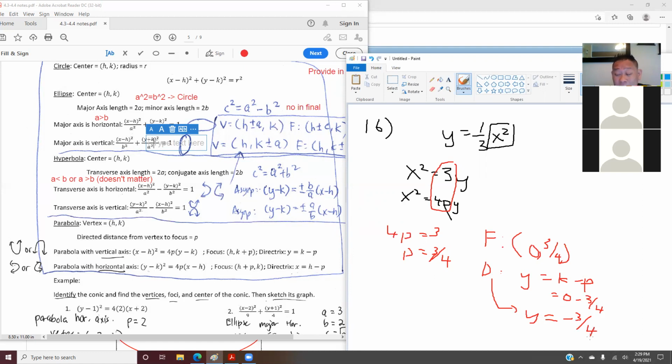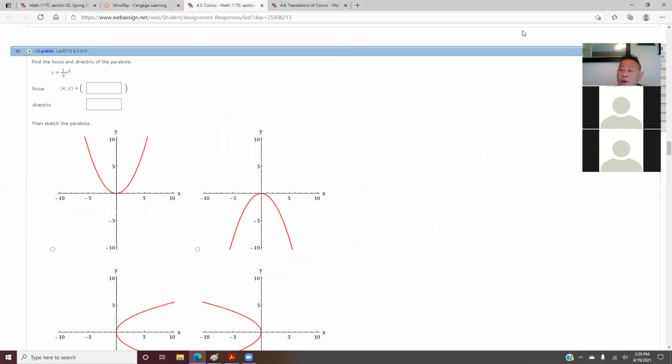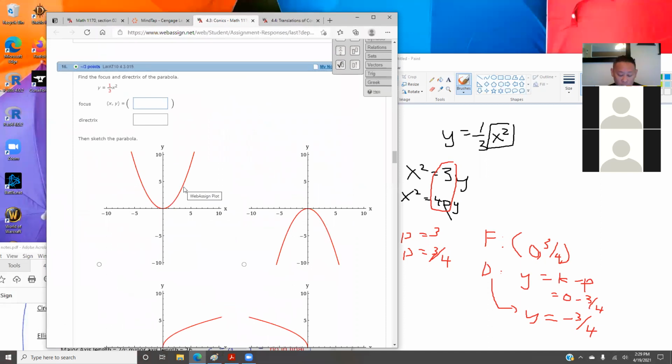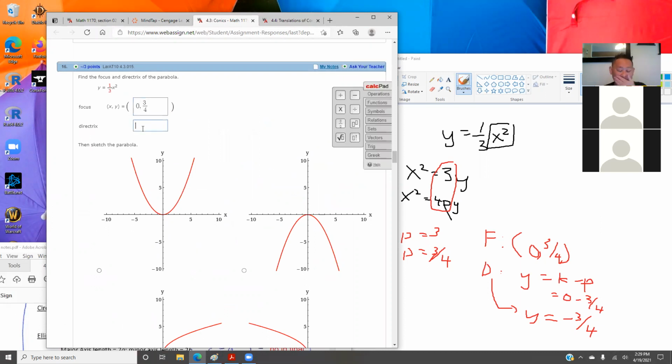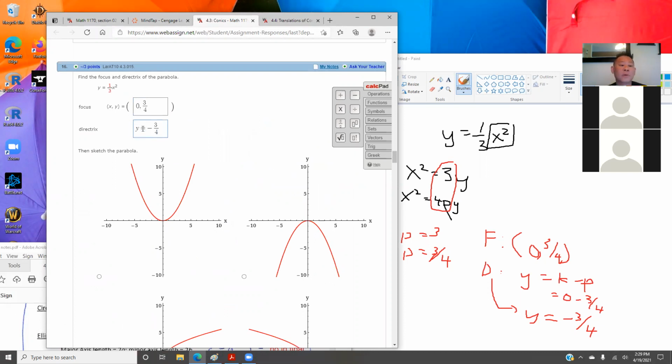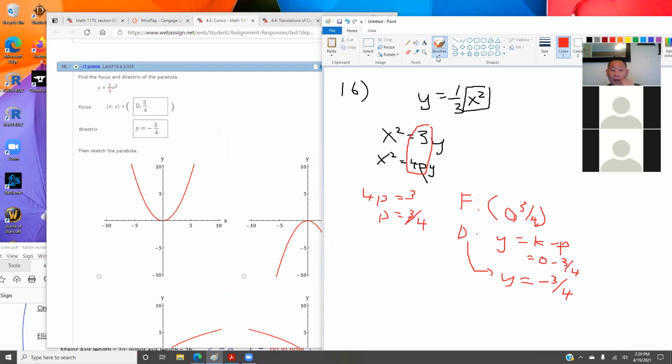Now, the same thing happens in your test. If you don't give me y equals or x equals for the other case, I'll take half a point. So make sure you put y equals and x equals. The focus point for this question is going to be 0, 3/4, the coordinates for the focus. For the directrix it is y equals -3/4. Make sure you have the y equation. It has to be y equals. If you give just negative 3/4, they will mark you wrong.